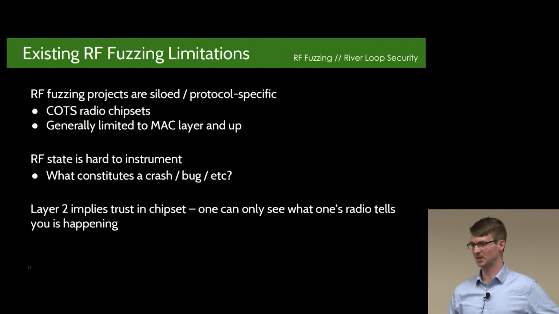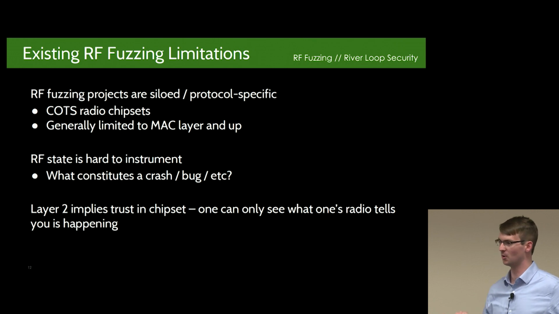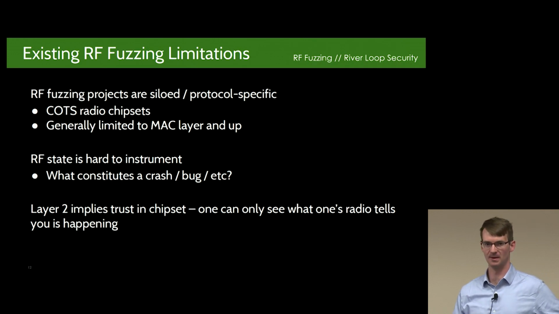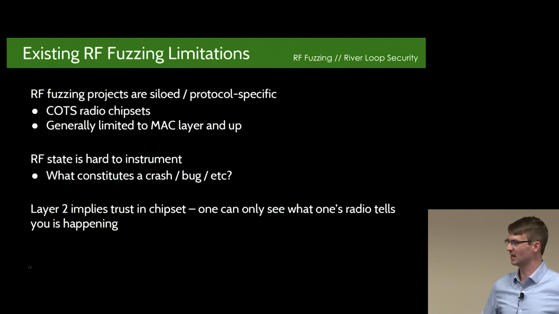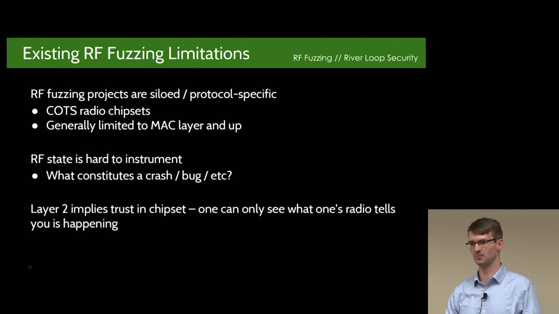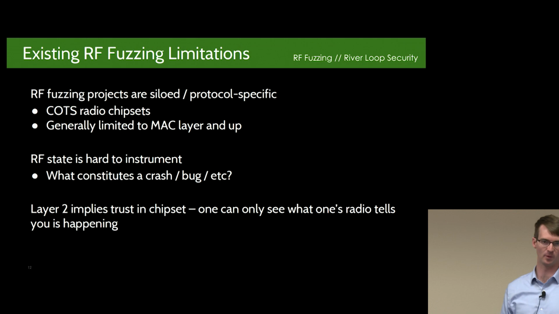Additionally, just like instrumenting hardware, measuring and monitoring RF state is really hard to do. It's not like you're just looking at the stack trace after a program crashes. It's really hard to know when you've gotten your baseband into a state that might be interesting. And when we're working at layer 2, as a lot of these existing fuzzers want us to, we're trusting what the chipset gives us, which limits us even more. So if there are any weird things happening in the PHY or any PHY fingerprints that we want to go after, if we're trusting a COTS chipset, that might not give us the control that we want to fully exercise the protocol.